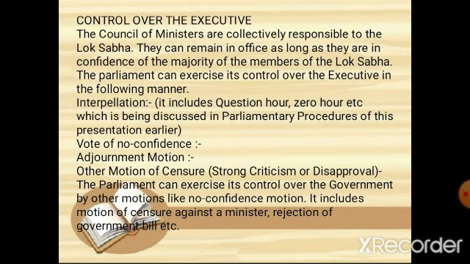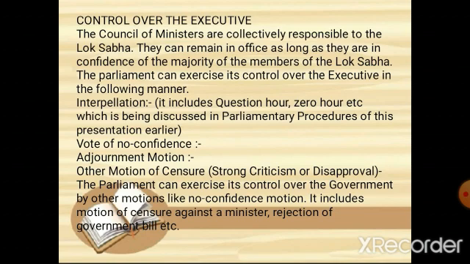They are responsible to the Lok Sabha. Why are they responsible to the Lok Sabha? Because if a no confidence motion is passed by the Lok Sabha against the Council of Ministers, what do they have to do? They have to resign. Okay, so they are responsible to the Lok Sabha.